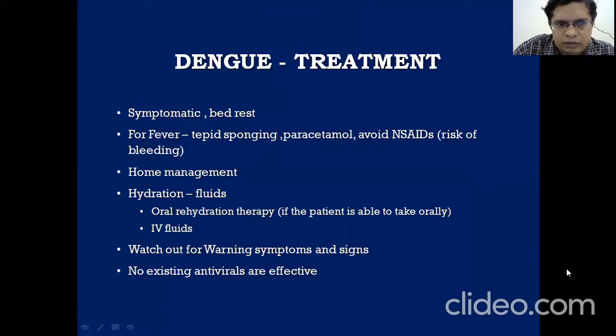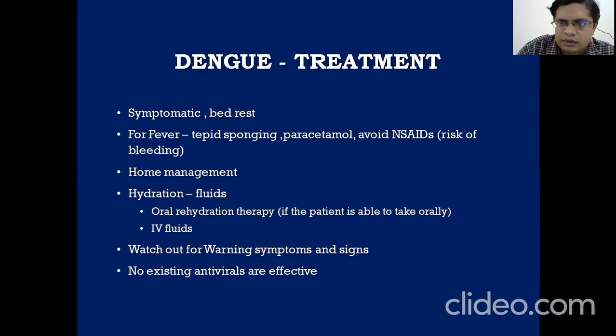How do you treat dengue? Symptomatic treatment and bed rest. Mild cases can be treated at home. Moderate to severe cases have to be hospitalized. For fever, you have to use tepid sponging and paracetamol. You have to avoid NSAIDs because they carry a risk of bleeding. For hydration, the oral route is preferred when the patient can take oral fluids. IV fluids are given if the patient has tachycardia or impaired organ perfusion.